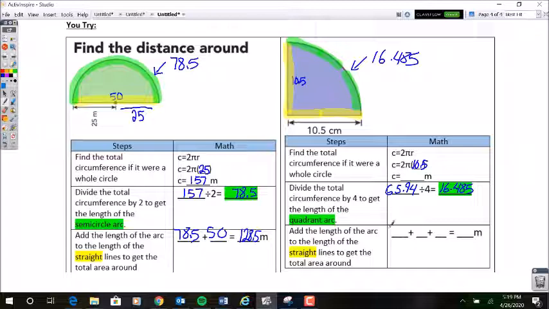So then what I need to do is add that green arc to the other 2 outside amounts here that I would have to add together to get the total distance around, which is 10.5 and another 10.5. So when I add that together, it gives me 37 and 485 thousandths meters. Alright guys, excuse me, centimeters.